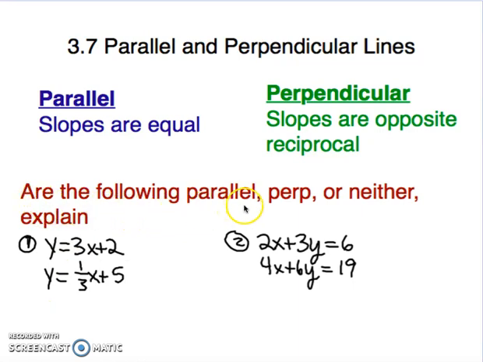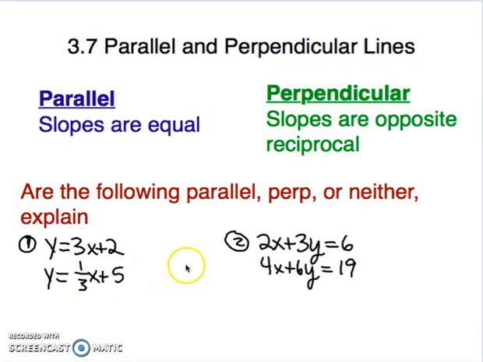Are the following parallel, perpendicular, or neither? And we need to explain. When looking at an equation, tell whether they are parallel, perpendicular, or neither. You can look at their slopes, so that's how we're going to be able to tell.